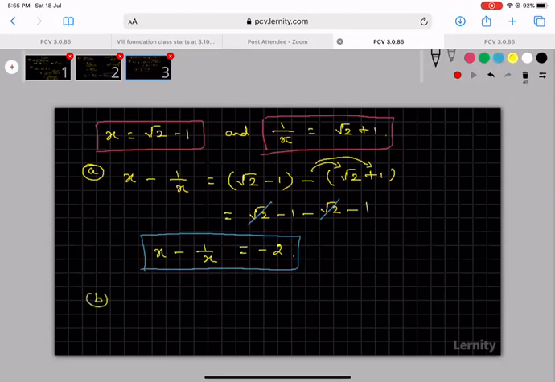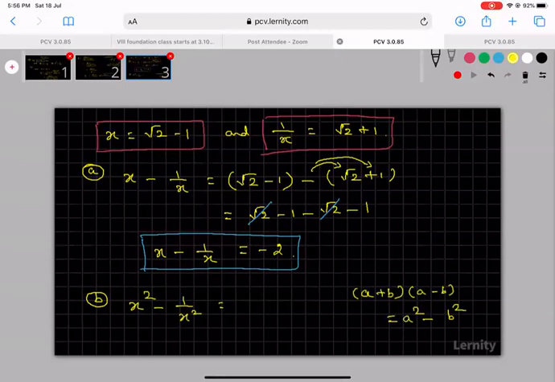Now we want to find subdivision B. In subdivision B, they are given x square minus 1 by x square. So we can write this using the formula: a plus b into a minus b means I can write this as a square minus b square. Okay, a square minus b square.